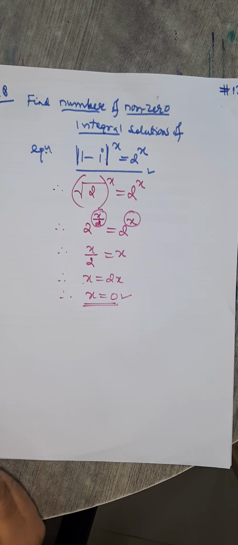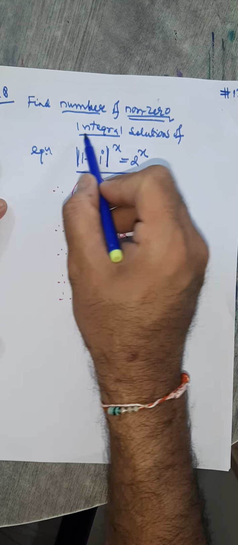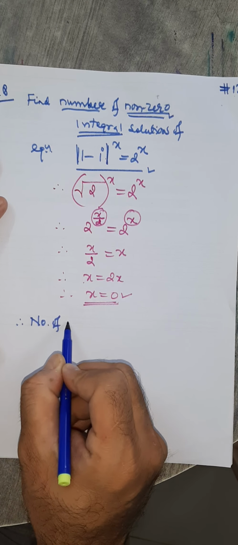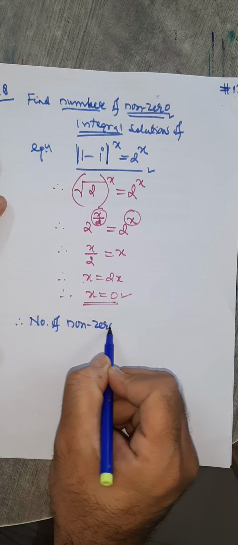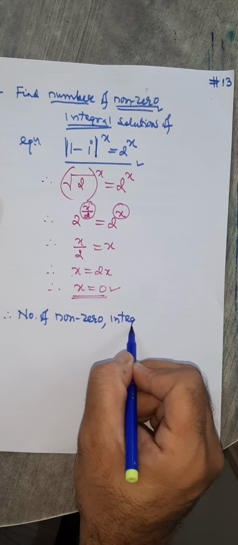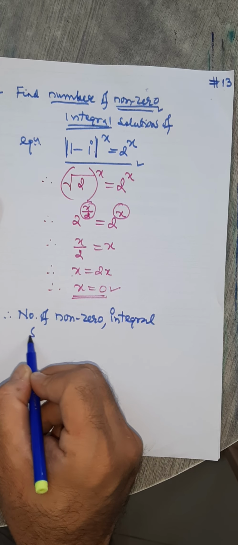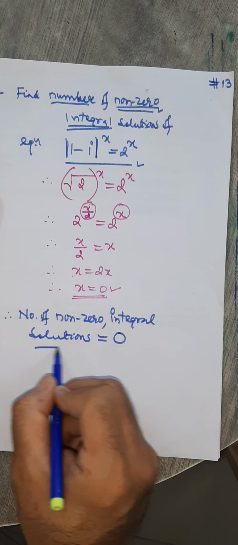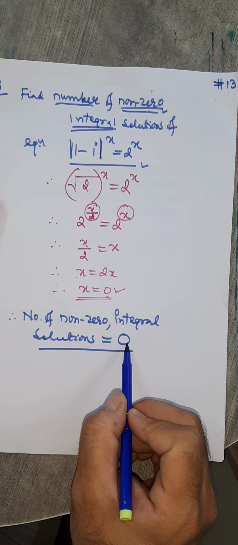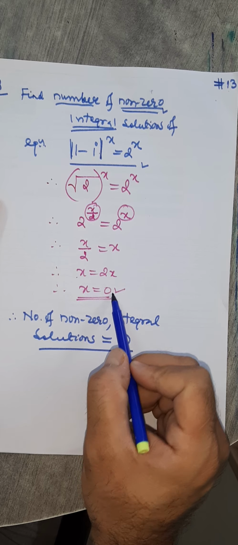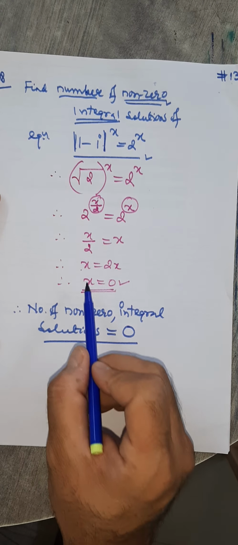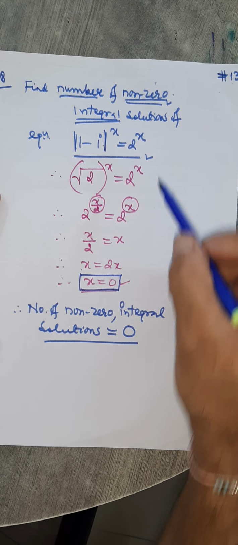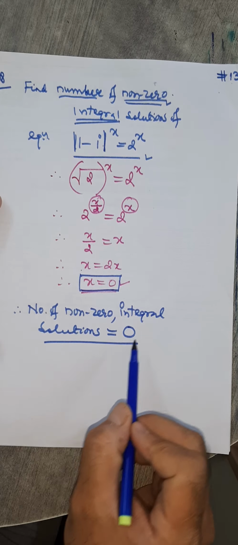You are asked for what? Non-zero integral solutions. So the number of non-zero integral solutions equals 0. It has no solution which is other than 0 and is integral. Remember, it has only one solution, and that is 0 only. You are asked for non-zero integer solutions, so the number of non-zero integral solutions equals 0.